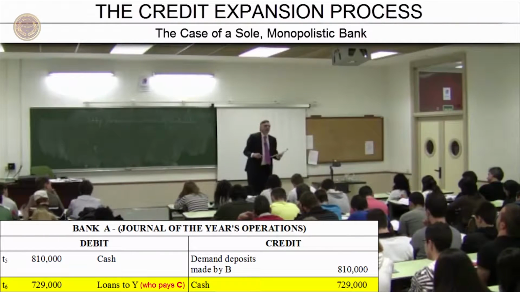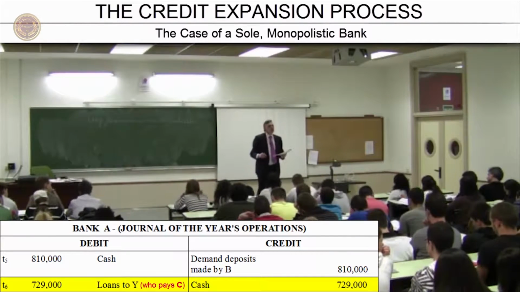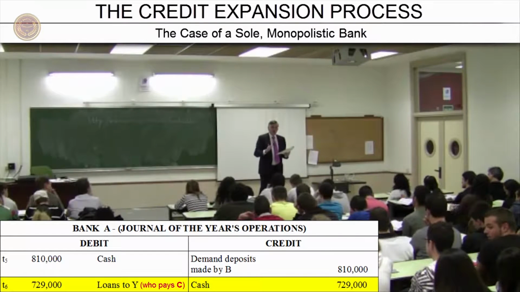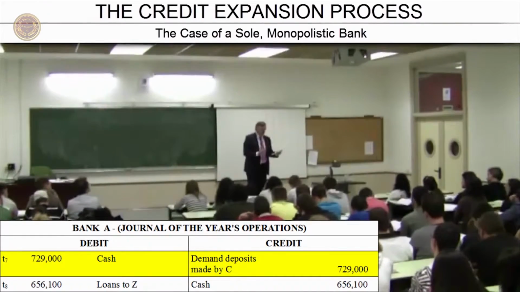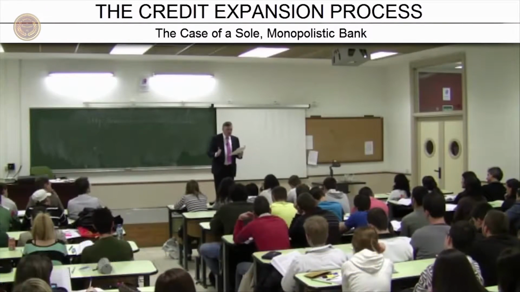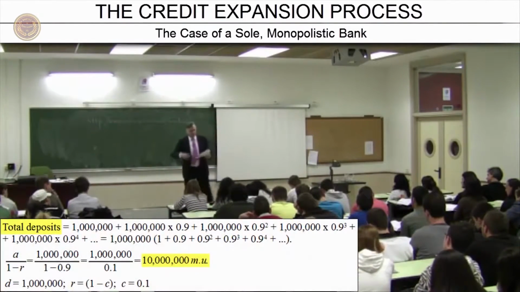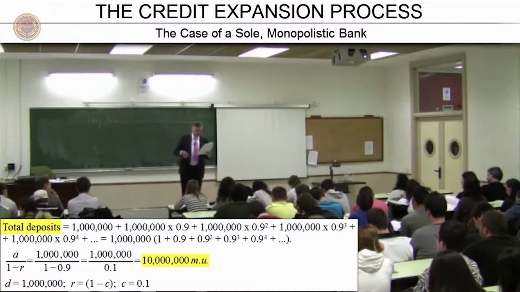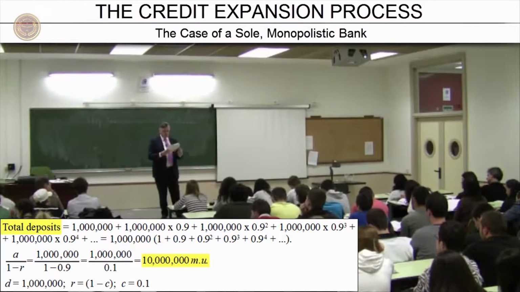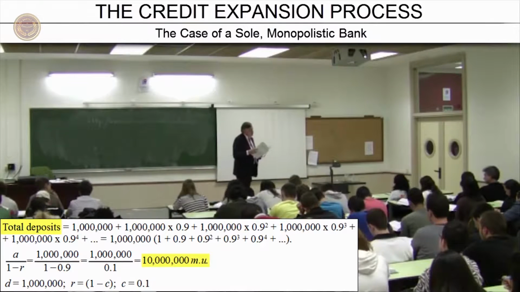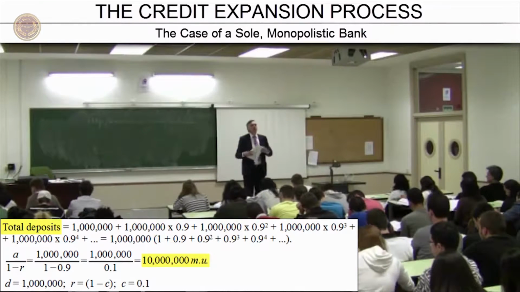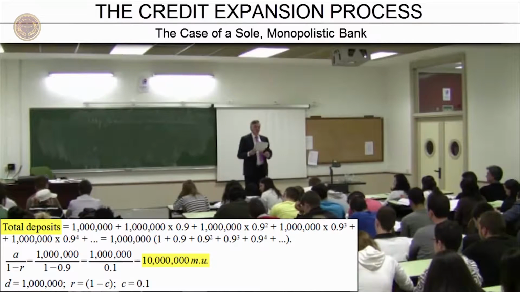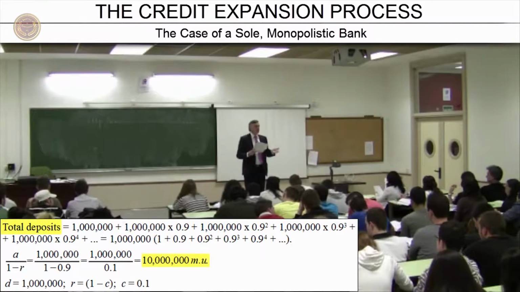729,000 and lend it. The money comes out of the vault, and when the suppliers of company Y receive the 729,000 units, they deposit it back into the bank, and so on. And do you know what happens as a result of all this? Well, the deposits of the monopolistic bank are equal to the 1,000,000 originally deposited, plus 900,000 in the second round, plus 810,000 in the third, plus 729,000 in the fourth, and so on.